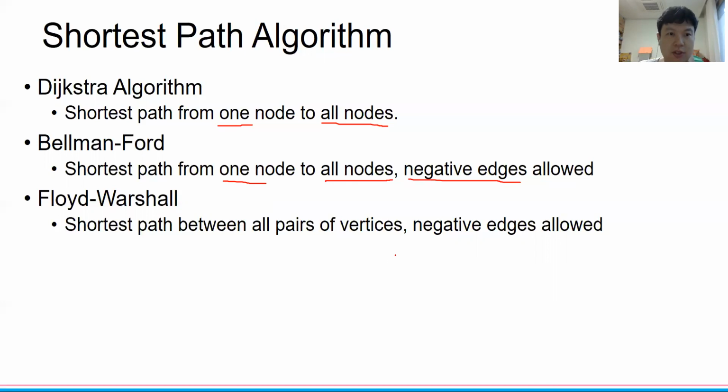And the Floyd-Warshall actually is a little bit different because it tries to find the shortest path between all pairs of vertices, and negative edges are also allowed. So this kind of algorithm exists, and we will learn at least the basic one.